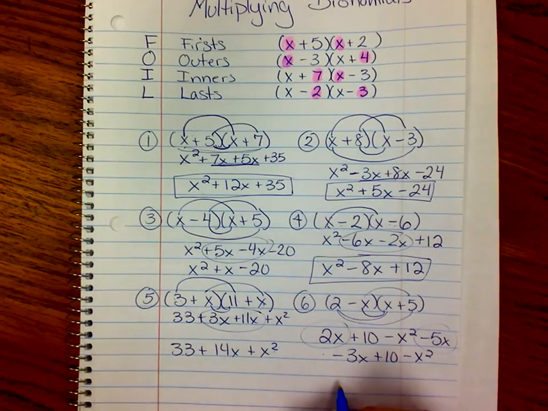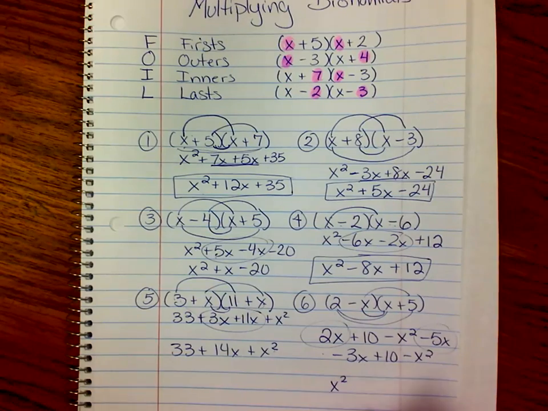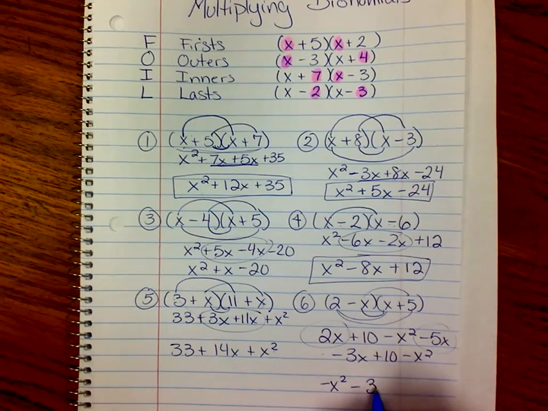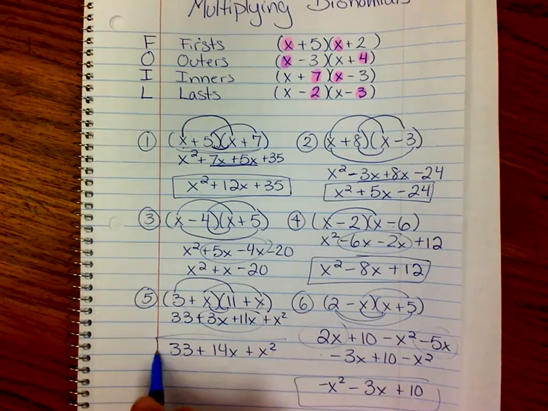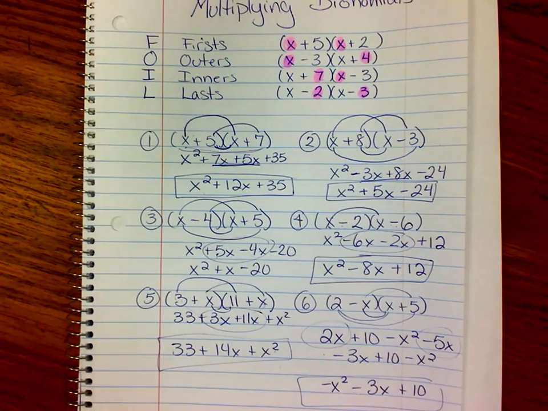And if you needed to get it in descending order according to exponents, you could put that negative x squared first, and then put the x term, and then the constant term last. And that is how you use FOIL to multiply 2 binomials.